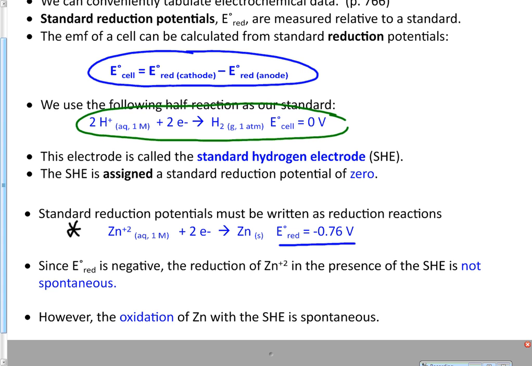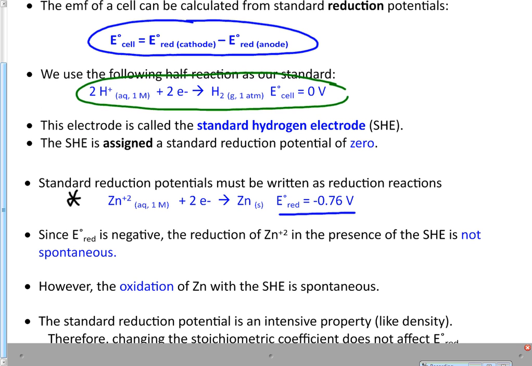Now, when you use the values in Appendix E, you get to use them as is. Never change the number from what it says in the table, because it is an intensive property like density; it doesn't matter how much of the substance is present. If you have tons of zinc, it's still going to be negative 0.76 volts for its reduction potential. You never multiply these voltages, and you never change the signs on these voltages. You will always use them exactly as they are written in the table.